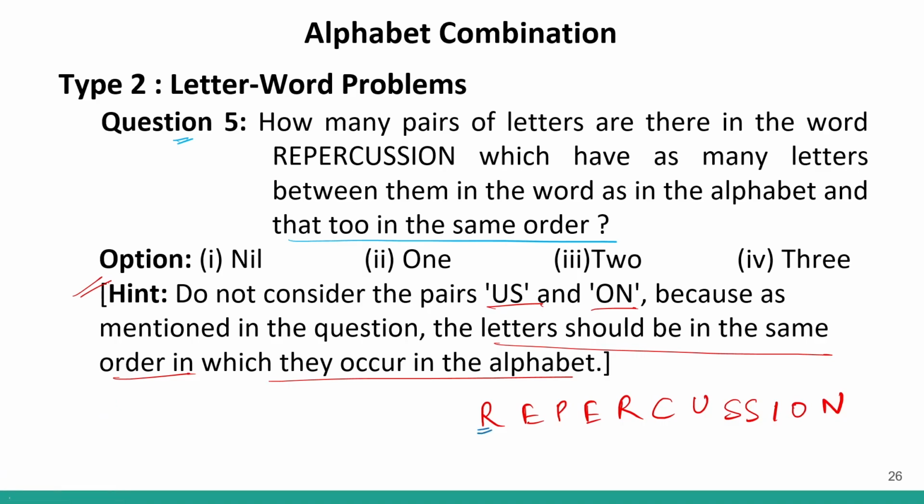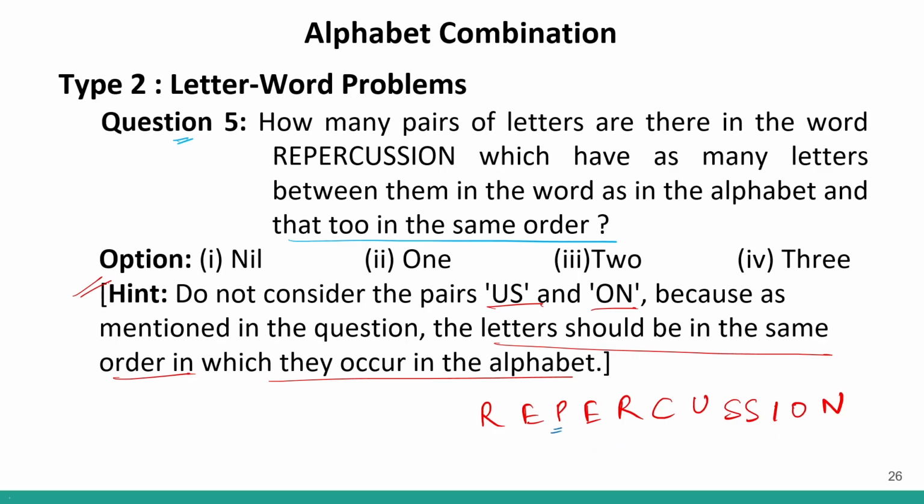So starting with R, we have S, T, U, V, W, X, Y. Do we have anything in common? No. So let us check for E. We will move only in front direction now. Okay. So F, G, H, I, J, K, L, M, N, O. Anything common? No. So let us check for P.